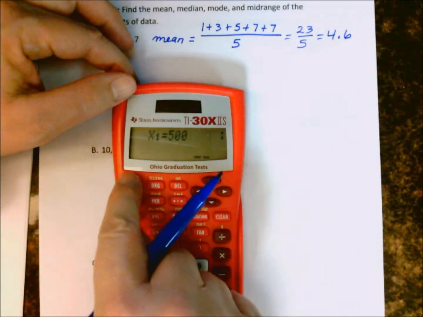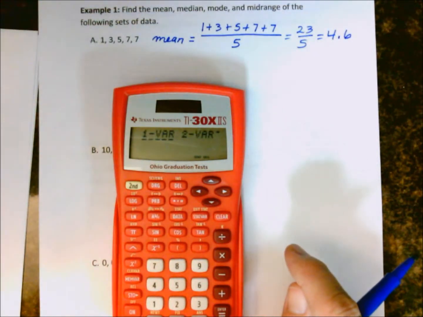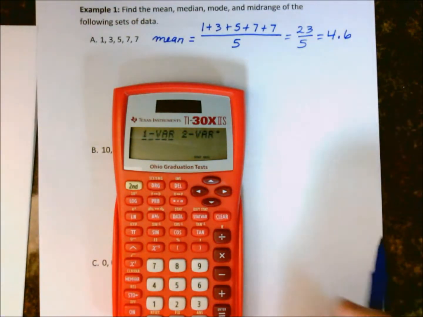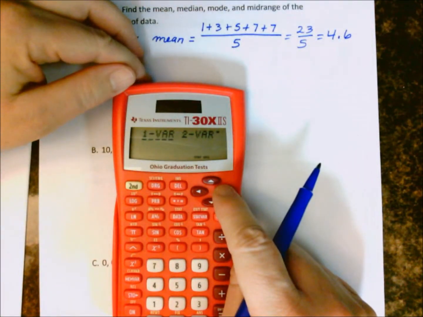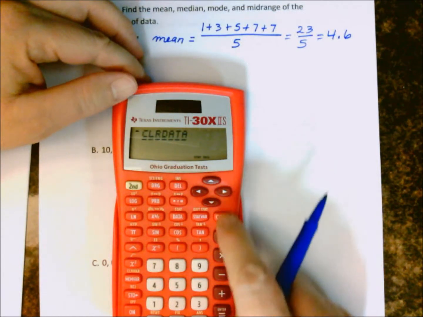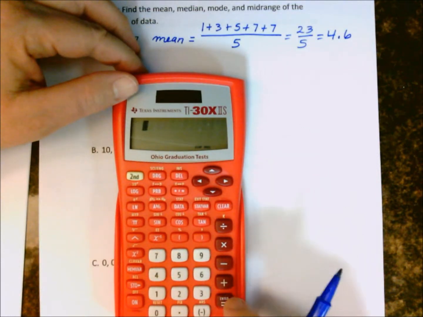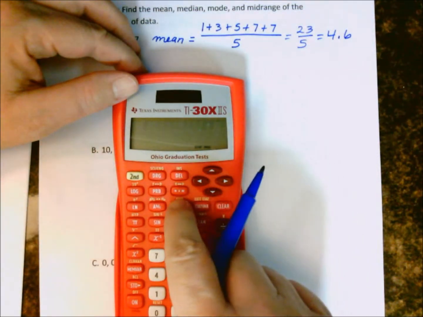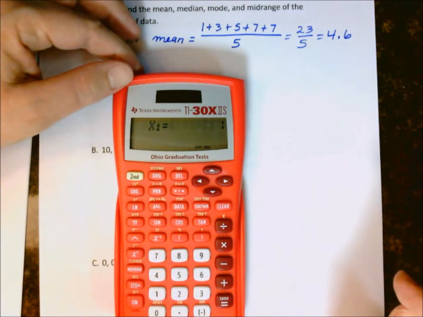So I'm going to hit the second function of the data, and you'll see that it says one variable. If this is your first time to use a calculator, you can simply check that. I need to move over with the arrows here, not to two variables, but again to CLR data, clear data, and that's what I want to select. So I go down here and I hit enter to clear the data. Now I'm going to go back in, press data again, and it's cleared out. It doesn't have any numbers stored in it at this point.